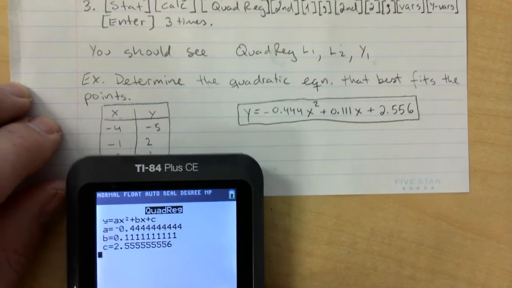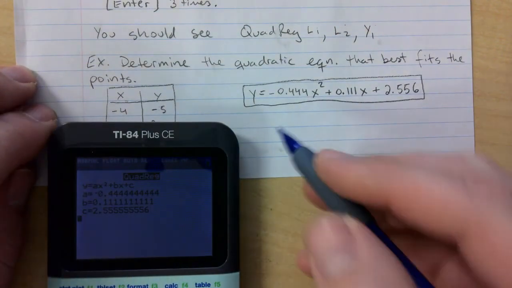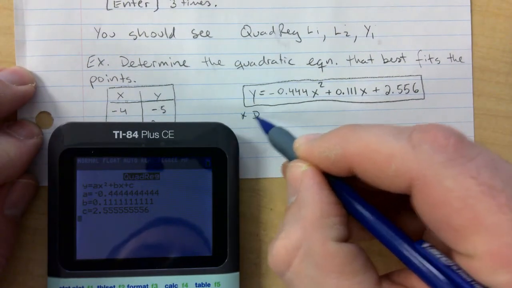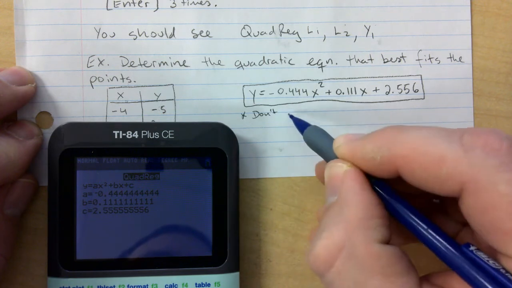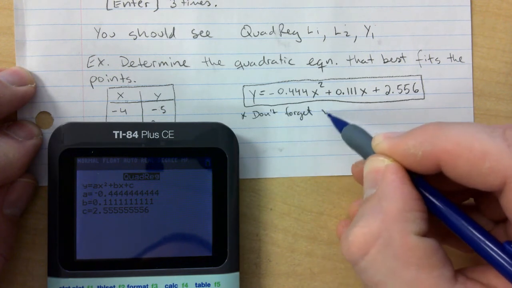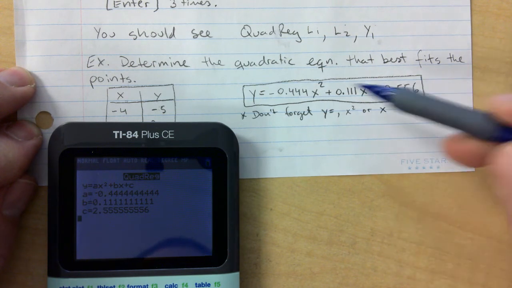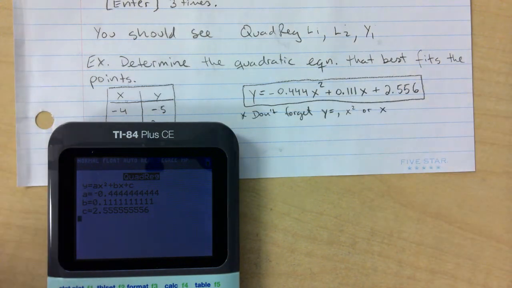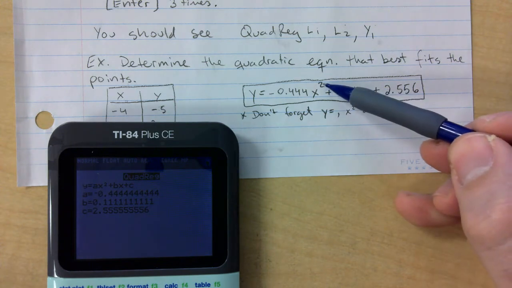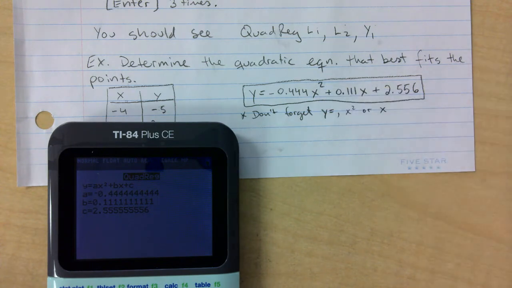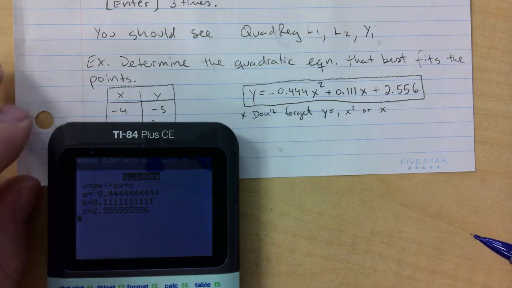And I'll make a little note here because it happens all the time. Don't forget y equals x squared or x, right? I have a lot of students just writing down the numbers or forgetting to put the little square on top of the x. That would be a notation error, so don't forget it.